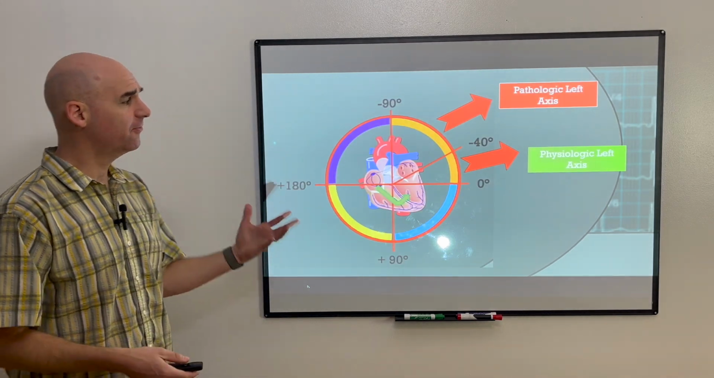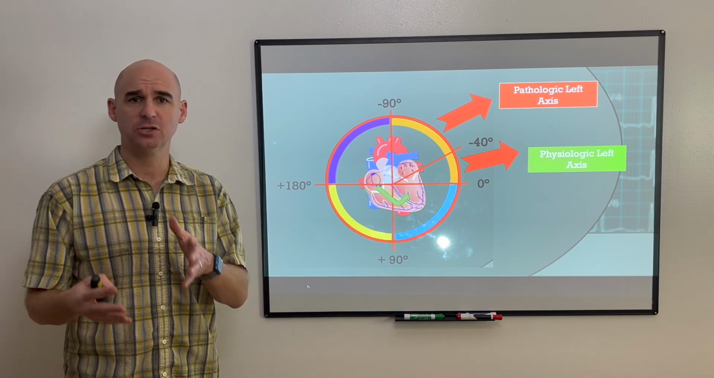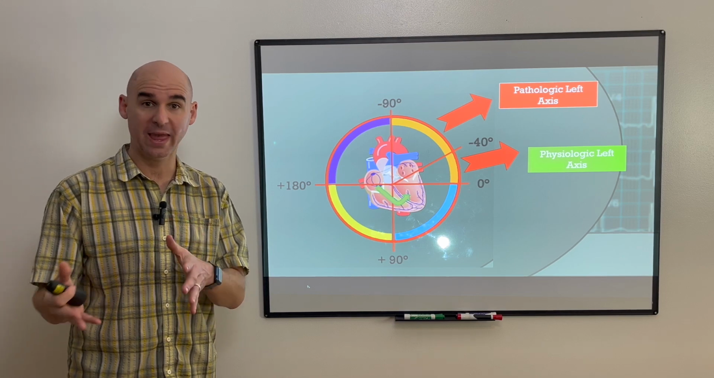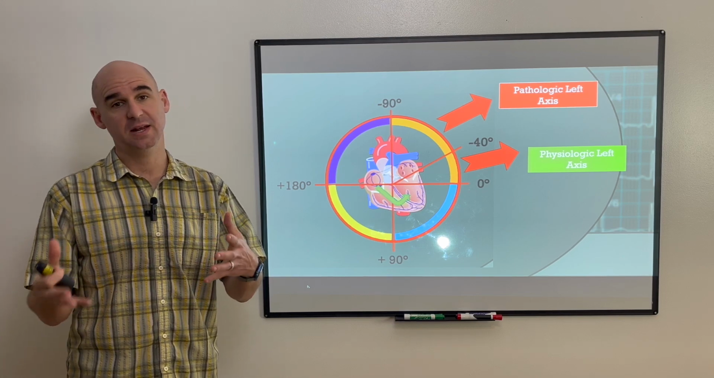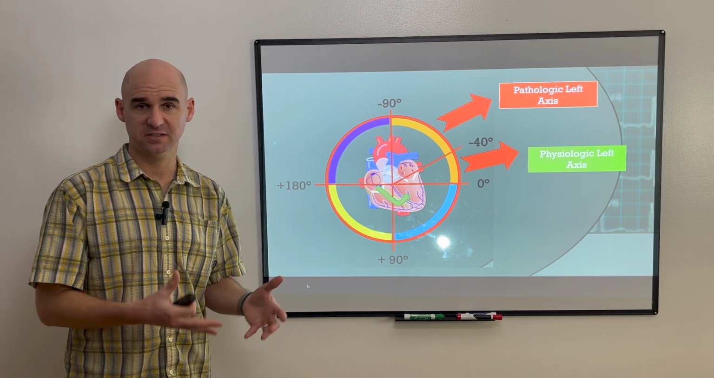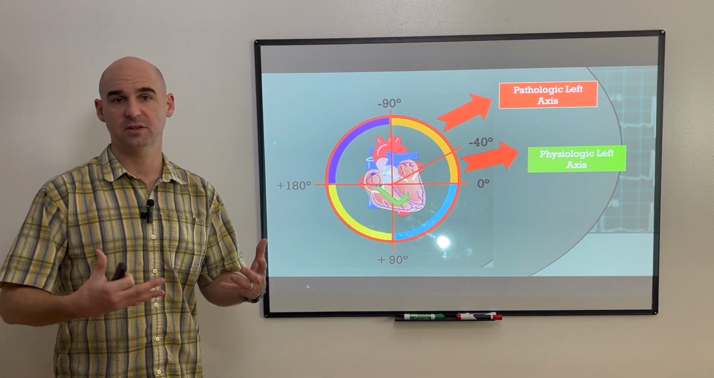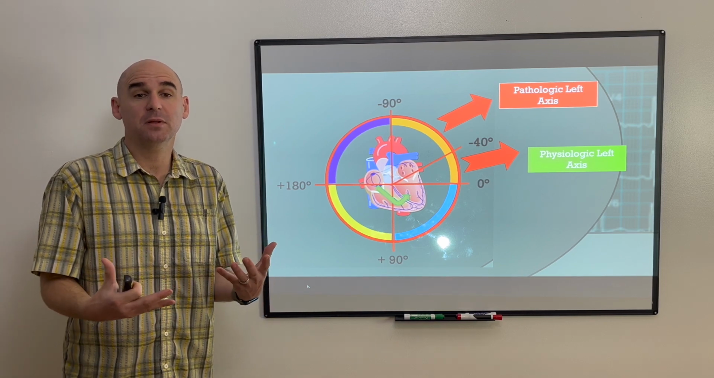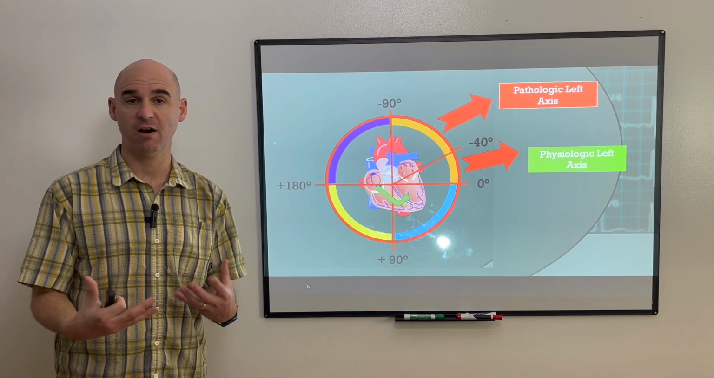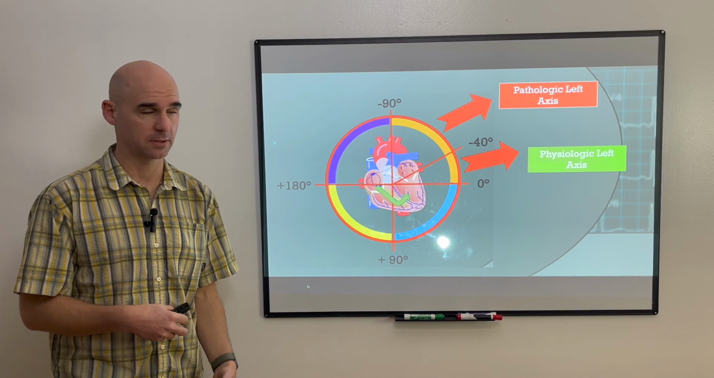All right, so furthermore, with left axis deviation, we kind of break it down a little bit in terms of left axis deviation that is physiologically okay, which means that it's not necessarily detrimental to the patient. And then we can have pathological left axis deviation. And of course, when we're referring to pathological, we mean that there's a disease process. And typically what we're seeing is that the efficiency of the left ventricle to fire off is going to decrease somewhat when we have pathological left axis deviation, okay?